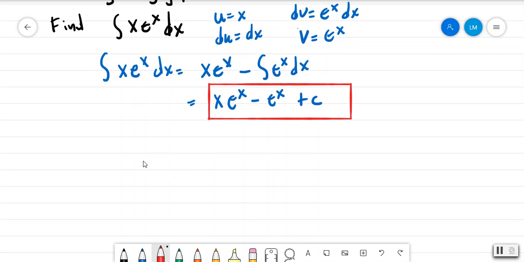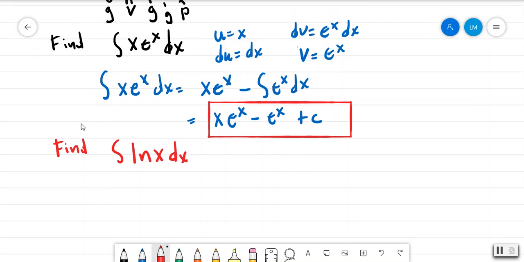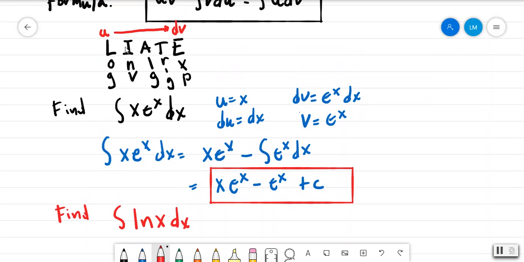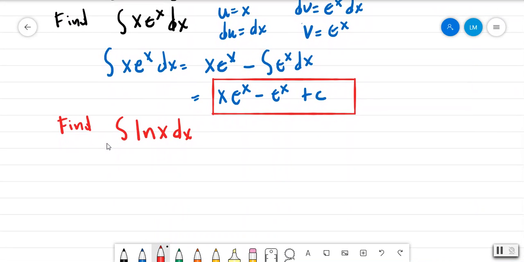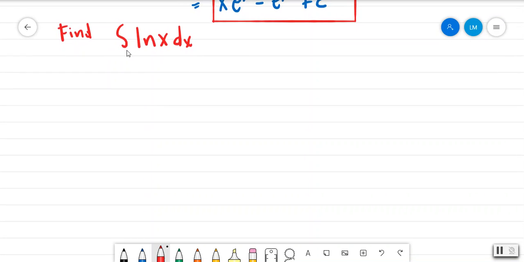Okay, so let's say that we go ahead and try to apply integration by parts again. So let's say, for example, that we want to find the integral of the natural log of x dx. Now, if we go back to our little diagram right here, the log would have to be the u. That means that dv is actually just dx. So we already know that u is equal to natural log of x, and du is equal to 1 over x dx.